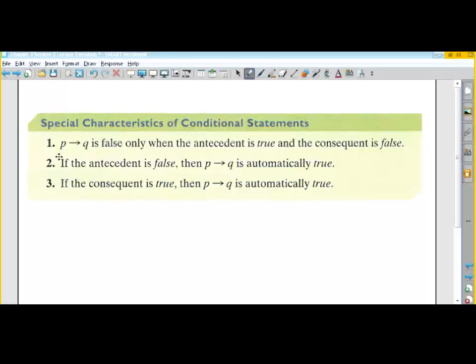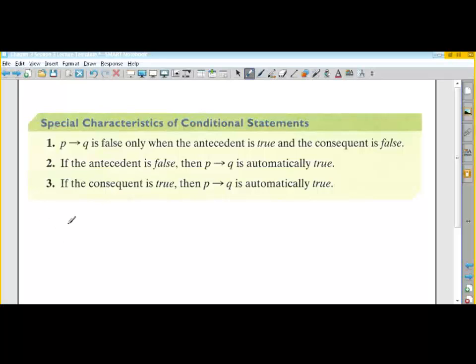logic statement. So it says if P, then Q is false only when the antecedent, which is the first statement, is true, and the second statement, which we call the consequent, is false. Otherwise, if the first statement is false, then the if-then statement is automatically true, and also if the consequent is true, then it's all automatically true. To me, I have a hard time following that.